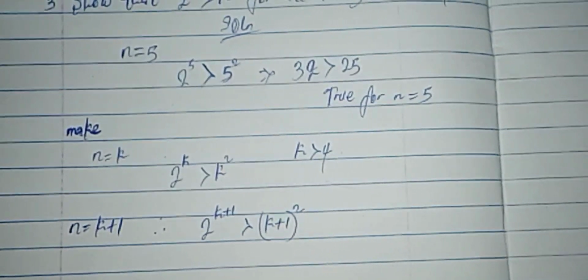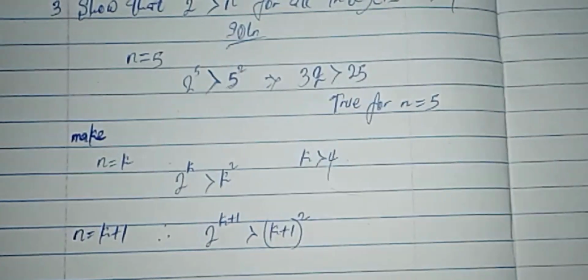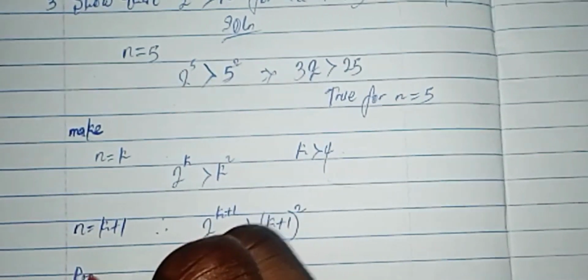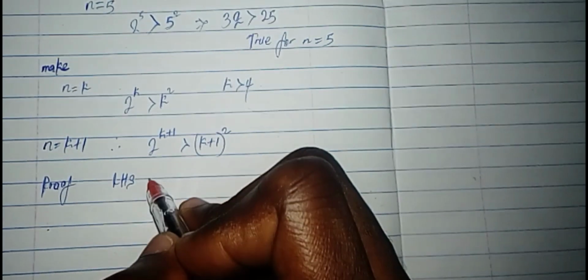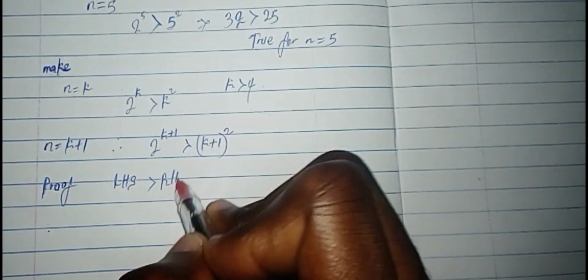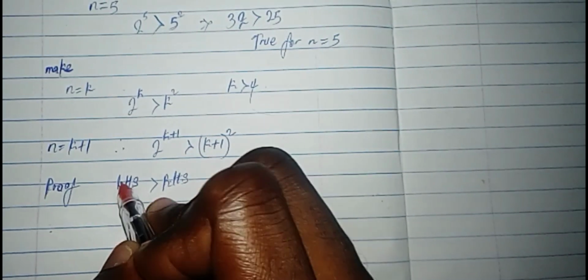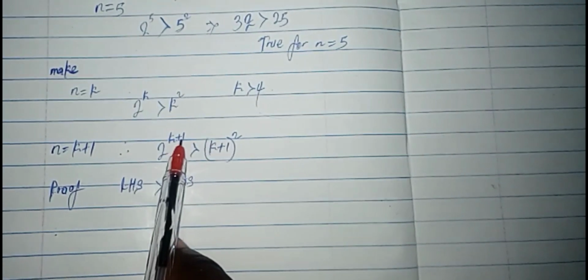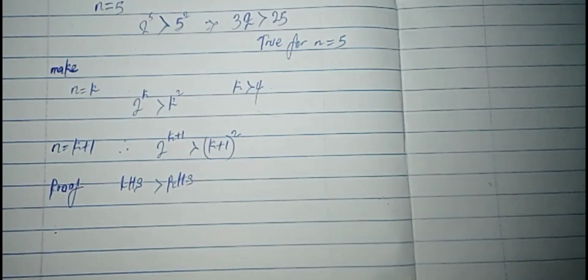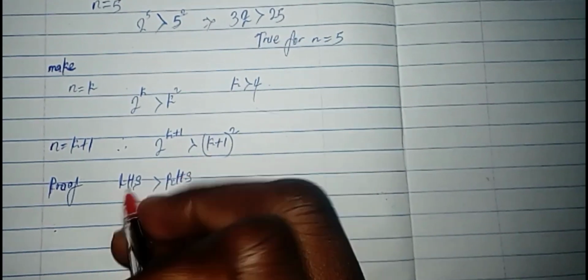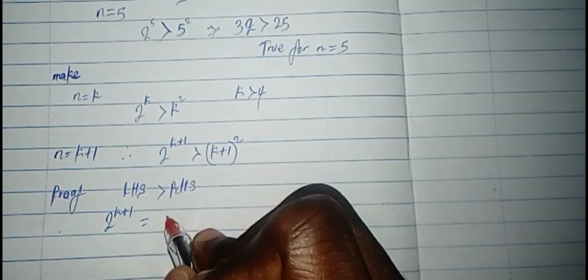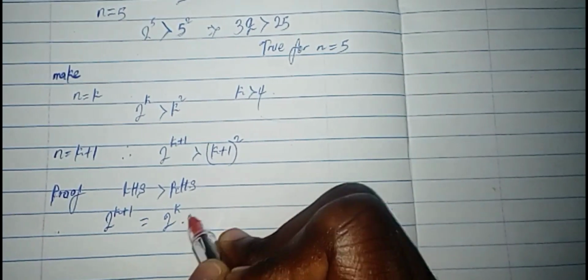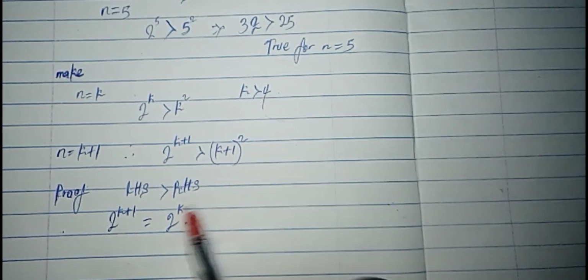Now, we are to prove, we are to prove what? We are to prove that the left hand side is greater than the right hand side. So we have to prove that this 2 raised to power k plus 1 is greater than k plus 1 all squared. So now bringing out 2 raised to power k plus 1, we know that 2 raised to power k plus 1 is equal to 2 raised to power k times 2. This is according to indices, where this is 1 and you add the powers.